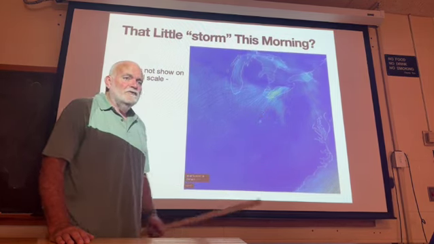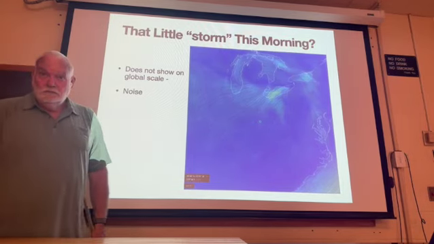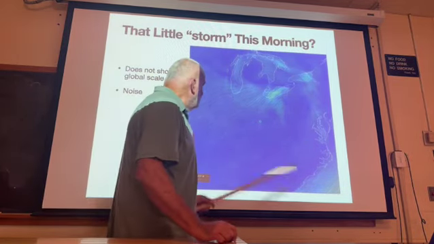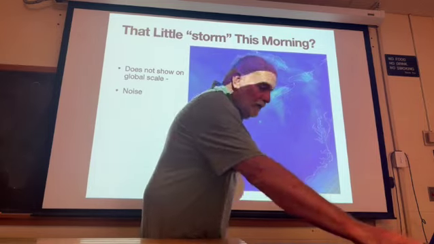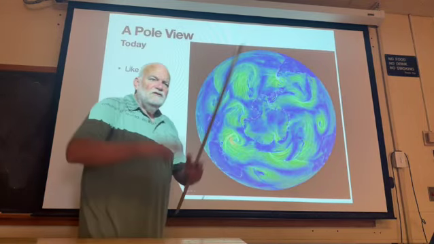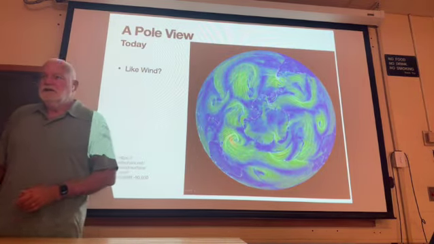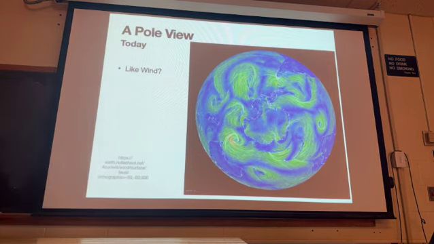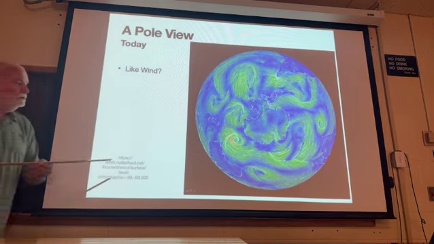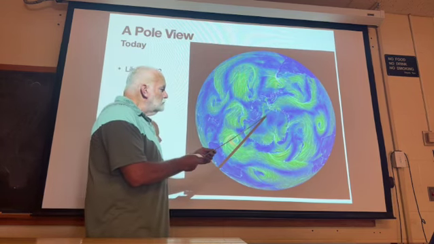The circulation pattern is bigger than a little old thunderstorm. I mean, that's part of my point. So that's fine. However, those things that really cool around are a big deal. So here's a view from directly over the South Pole, which would be right there.